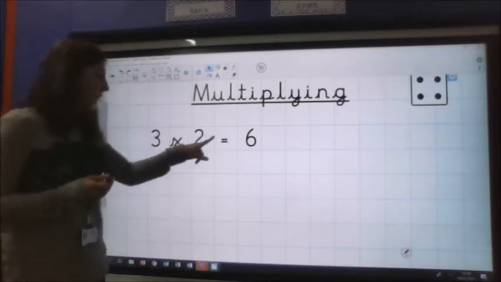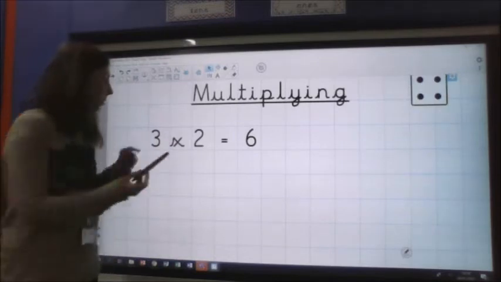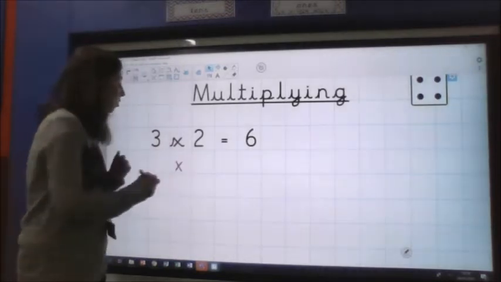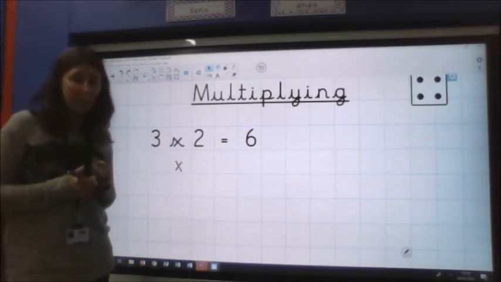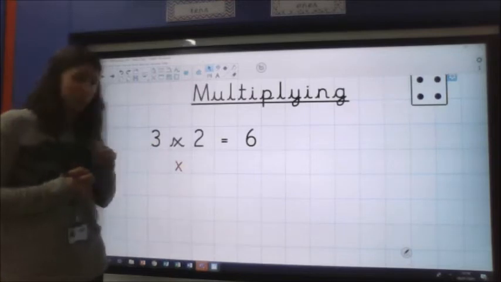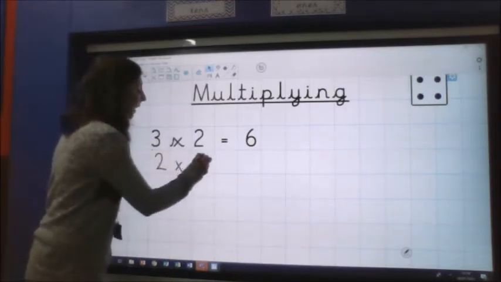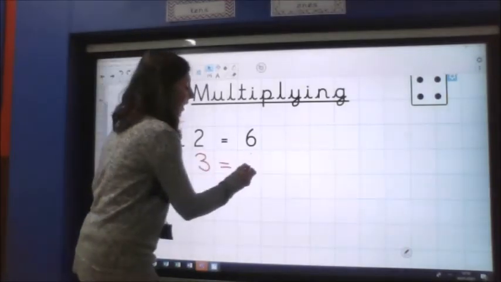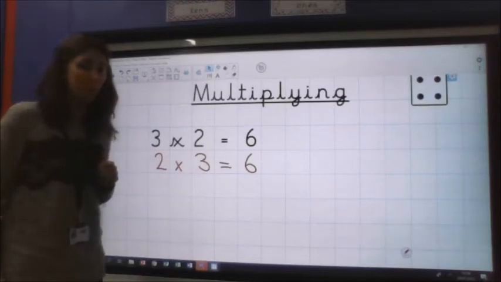So if I know 3 times 2 equals 6, what other number sentence, that's multiplication number sentence, do I also know? Without doing any working out, Mrs. Wood sometimes calls this buy one, get one free, I think, doesn't she? So I know 3 times 2 equals 6, I also know that 2 times 3 equals 6.